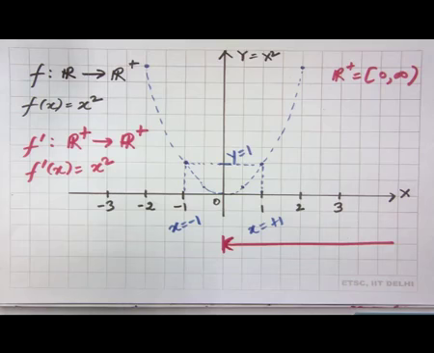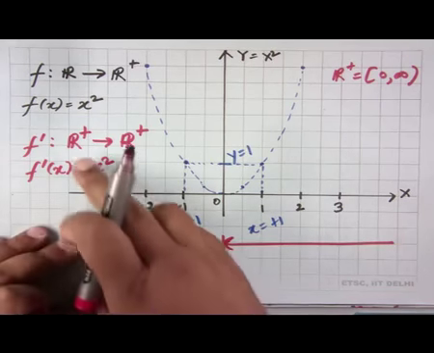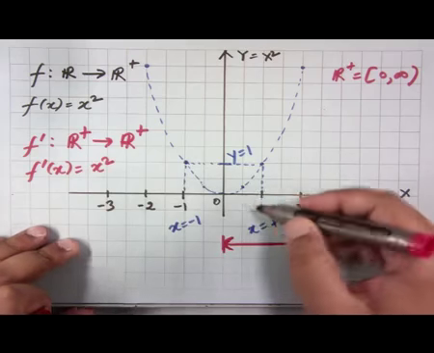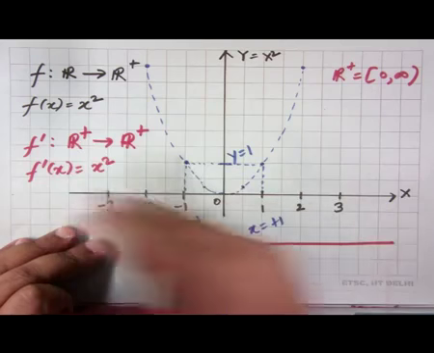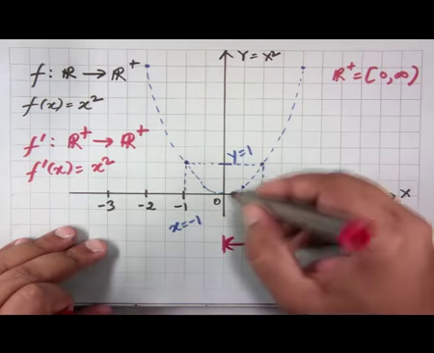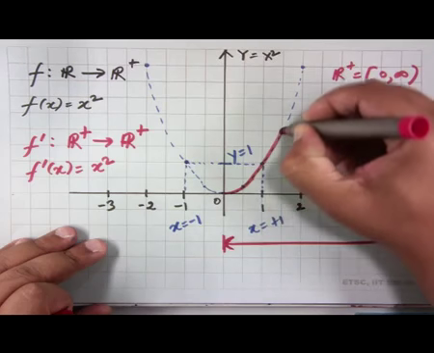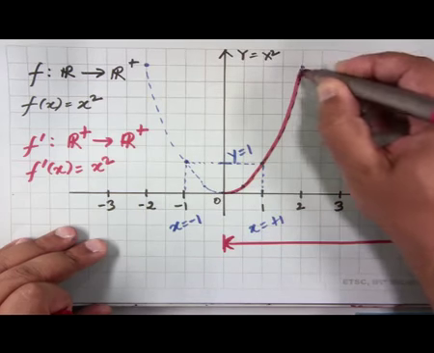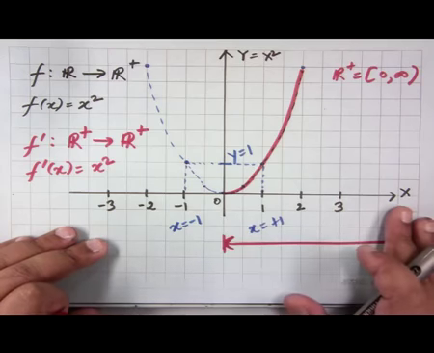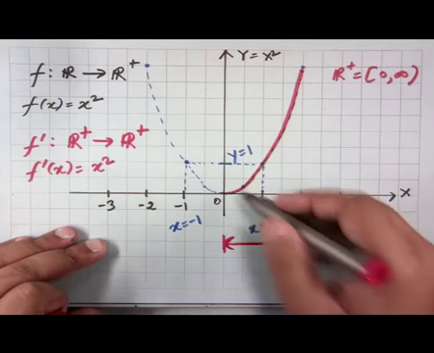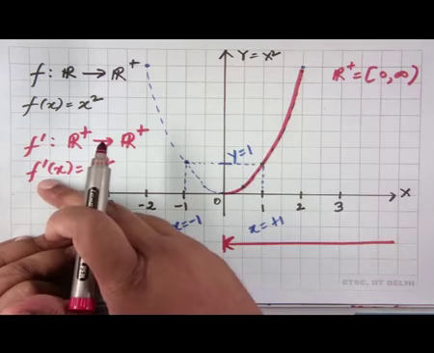But the important thing that we have done here is that by restricting the domain, now I am plotting the graph of this function f prime in red. So, I essentially only consider the graph of f(x) equals x square only on the positive side of the horizontal axis. So, this curve in red is the graph for the new function f prime.